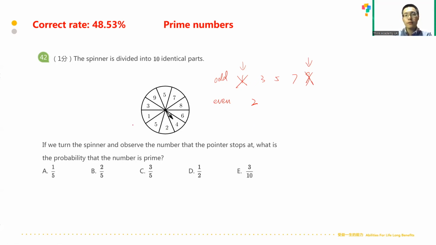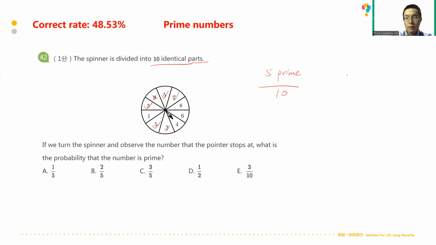And then let's look at this spinner. We have 2 and then 4, not a prime number. 6, no. 8, no. 7, yes. 5, yes. 9, no. 3, yes. 1, no. 5, yes. So how many prime numbers do we have? In total, we have 1, 2, 3, 4, 5. So we have 5 prime numbers. And then we have 10 identical parts in total, so divided by 10 will give us the probability that the number is prime.